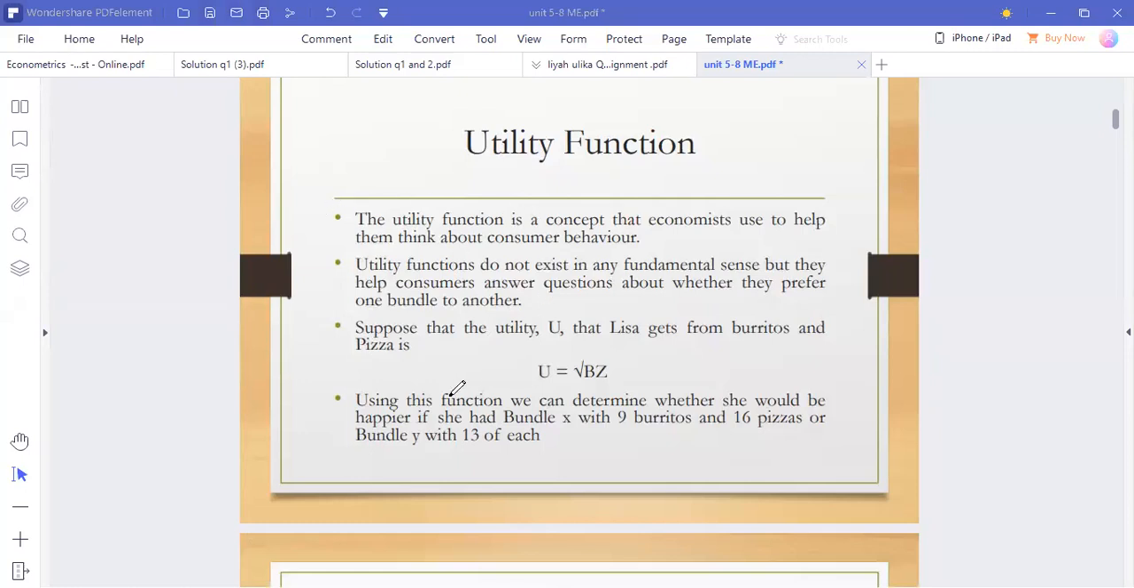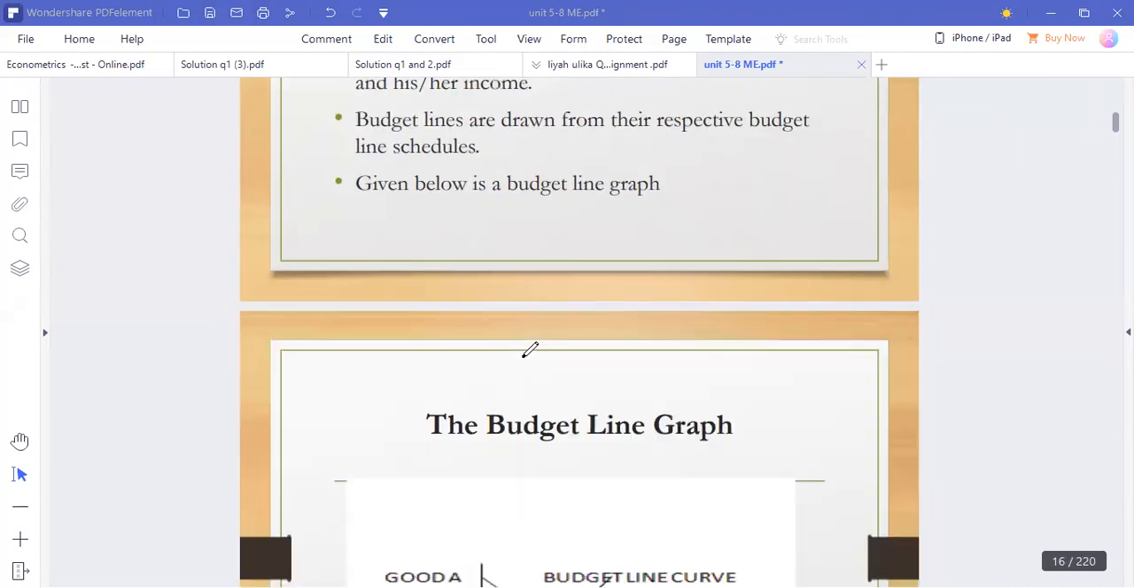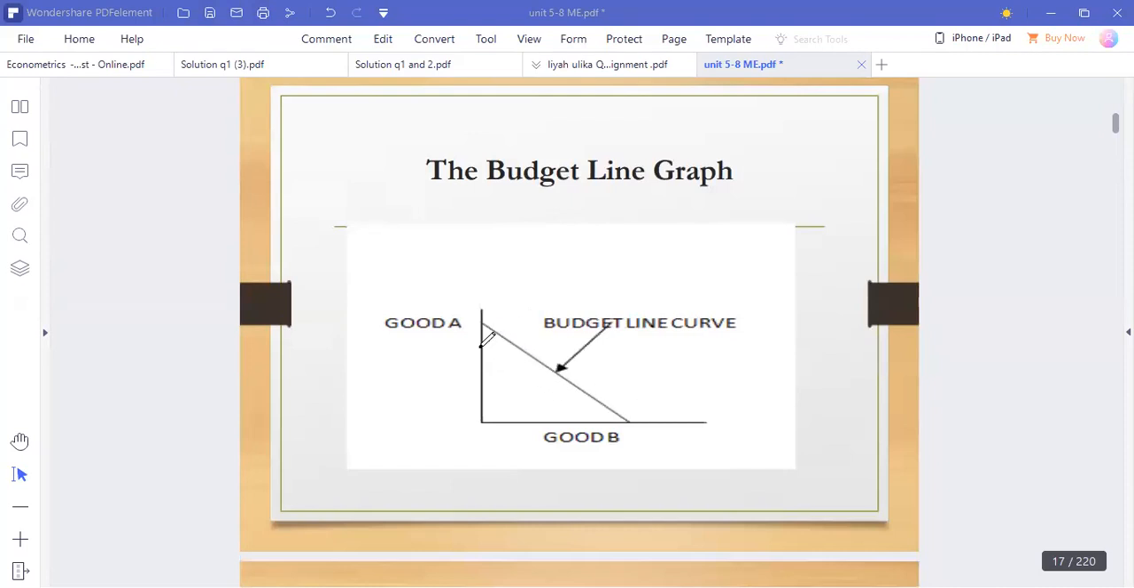So utility functions we are given in here. The budget line, as I've already explained, simply shows you the possible combinations of the products that a consumer can afford to pay for. This is a budget line. We have good A and good B. A budget line looks like a demand curve.